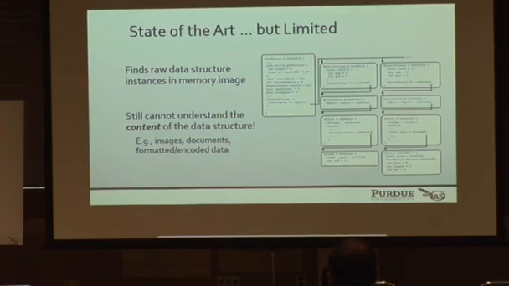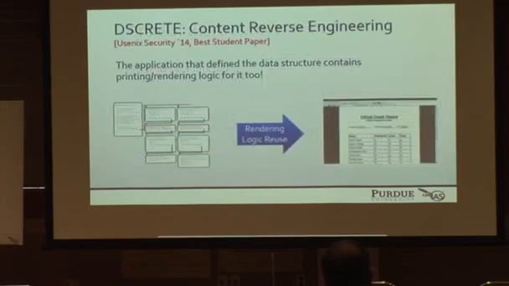It's all encoded data. And this same problem arises for all kinds of different evidence that programs are interacting with. Things like images, documents, basically any kind of encoded or formatted data is not going to be plain text or human understandable when it's in raw memory. So we define this as the content reverse engineering challenge in memory forensics.